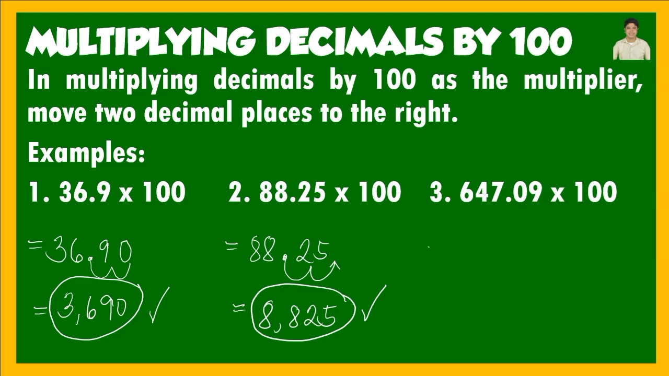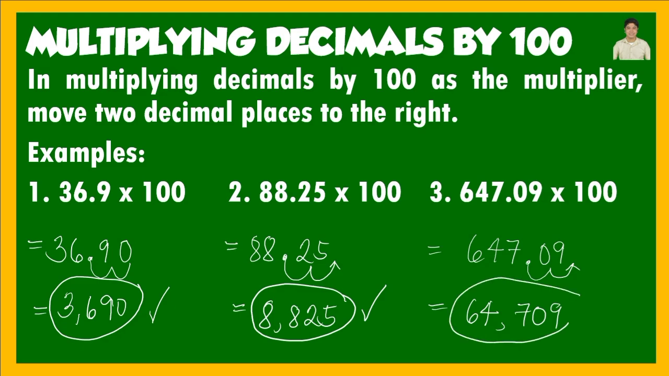Last example, 647.09 times 100 or 647 and 9 hundredths times 100. So, we'll write 647.09 and then move 2 decimal places to the right. 1, 2. So, our final answer is 64,709. So, yan lang po ang pagmumultiply ng decimals by 100.